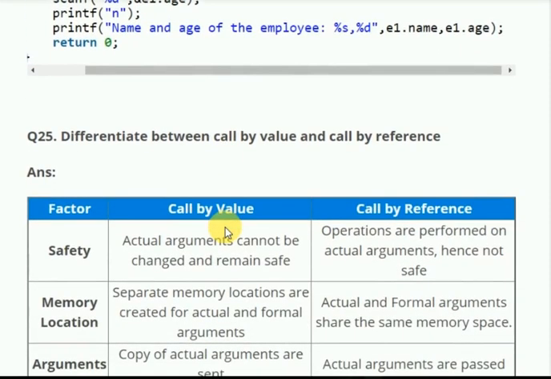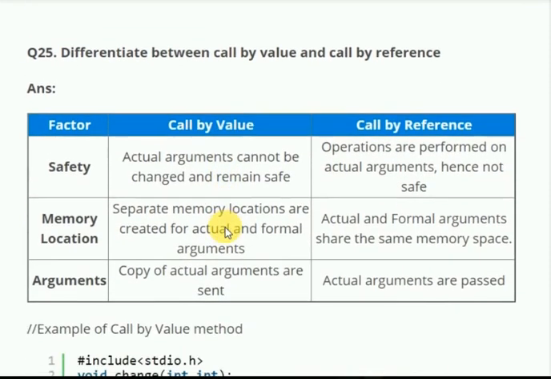Differentiate between call by value and call by reference. We are basically differentiating on three conditions. Safety: in call by value, actual arguments cannot be changed and remain safe. In call by reference, operations are performed on actual arguments, hence it is not safe. Call by reference uses pointers, so a new memory location is not created. Once changes are written to that variable, they show in the actual variable also.